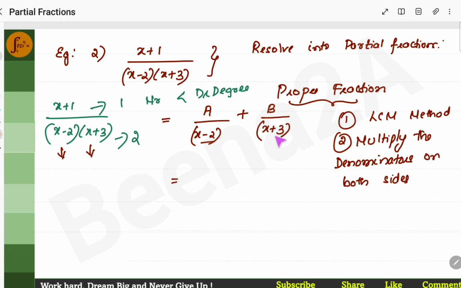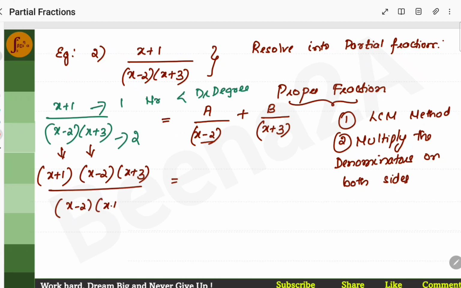x minus 2 and x plus 3. You multiply this x minus 2 and x plus 3 on both sides like this. So we'll take x plus 1, you multiply with this denominator, x minus 2 into x plus 3, then you copy everything as is.